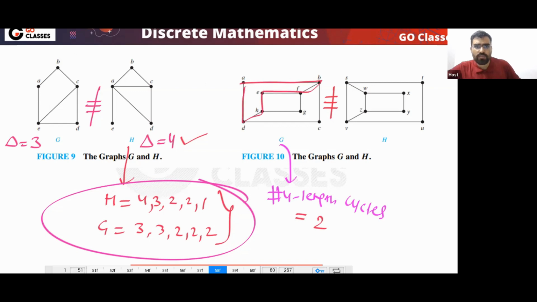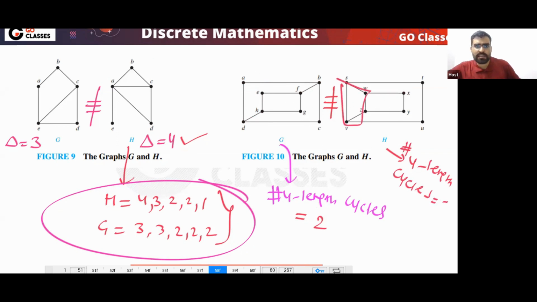These are actually not 4 vertices. You should have 4 vertices. Can you create any other 4-length cycle? So in H, how many 4-length cycles do you have? So the number of 4-length cycles, this is a 4-length cycle.